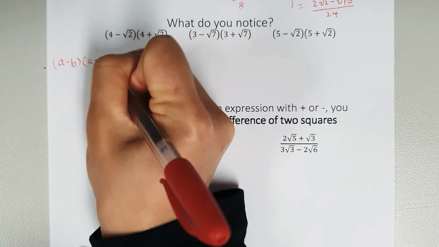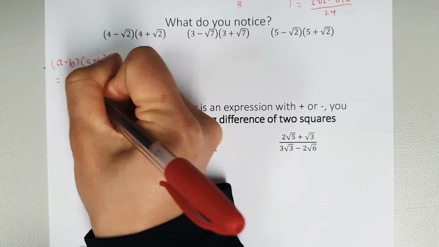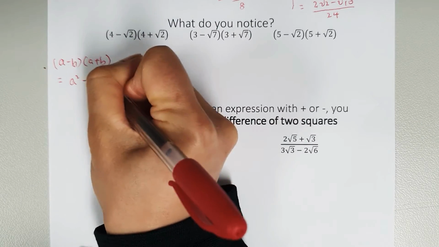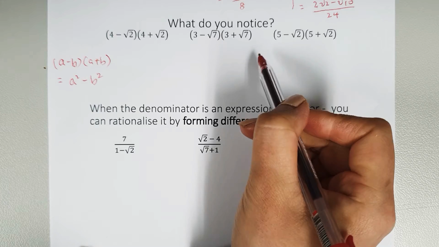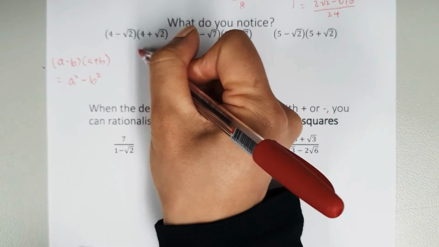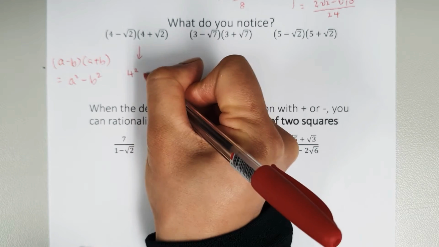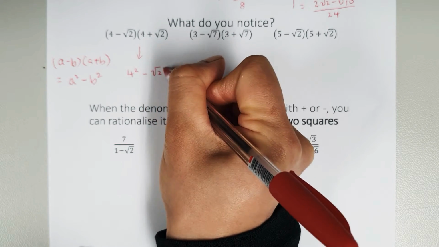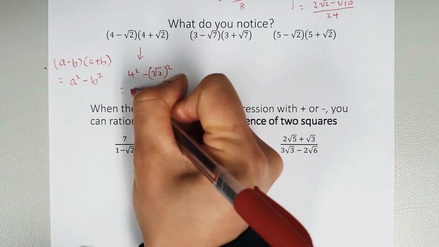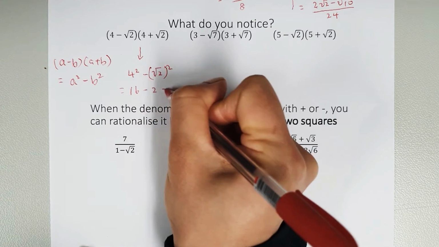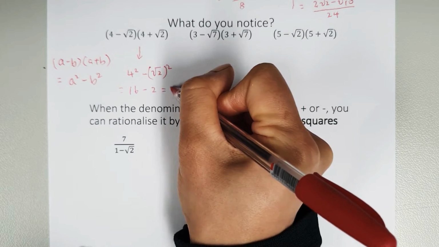times a plus b, is the same as saying a squared minus b squared. So every one of these here can be written as this. This would be 4 squared minus root 2 squared. That's going to be 16 minus 2, which equals 14.